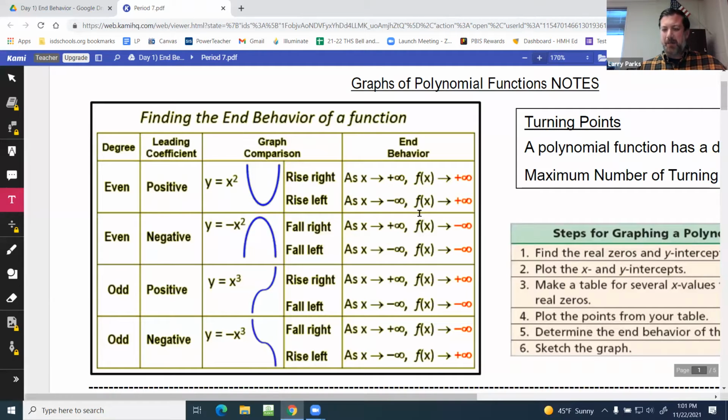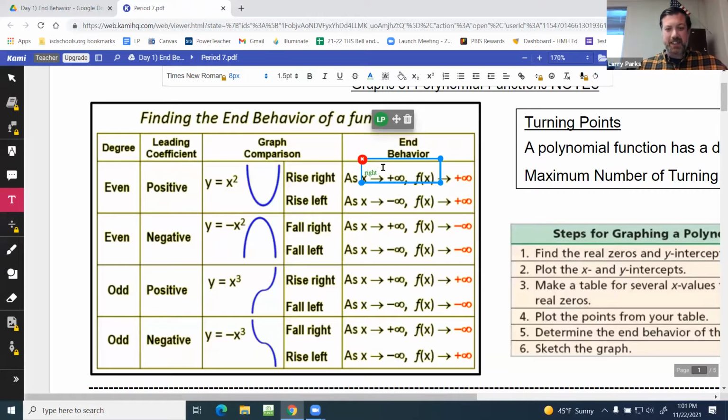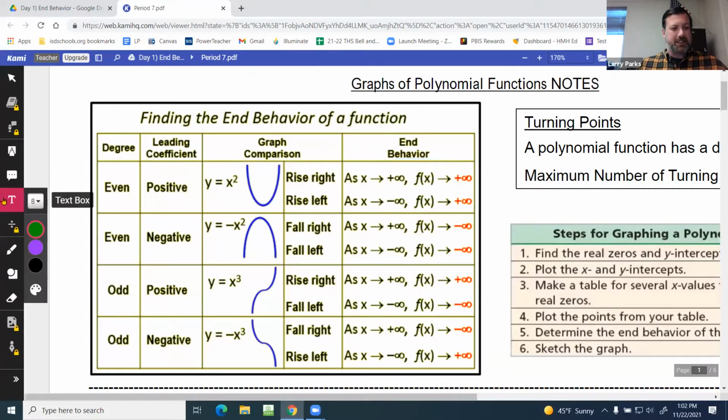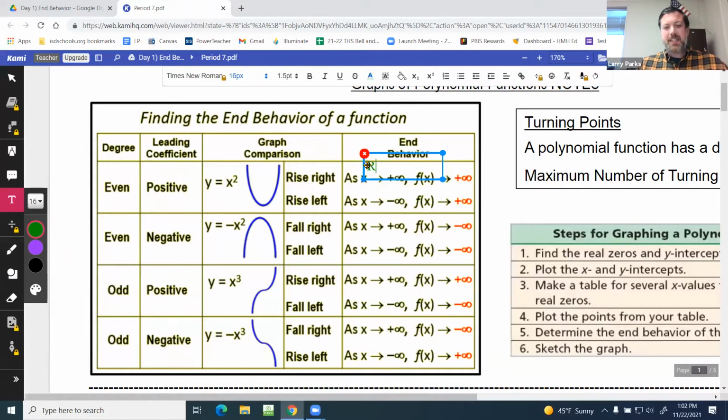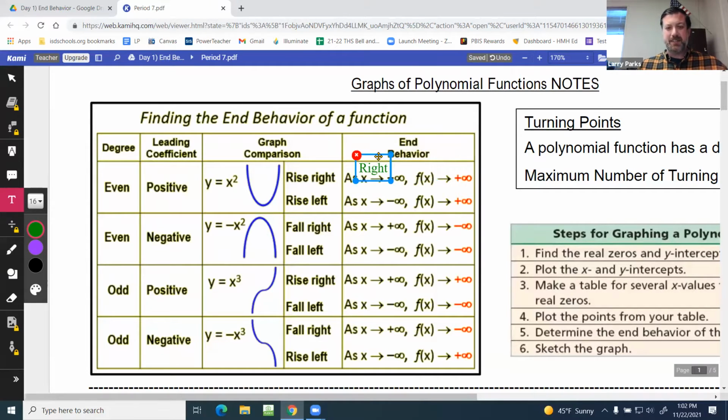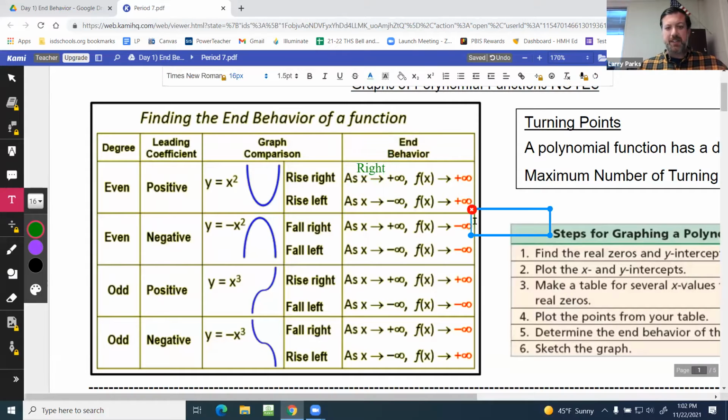Now this is probably the confusing part. The way you read this is about left and right. Right here, this is another way of saying to the right. This is like saying as you go to the right. That's all that means. So as x approaches infinity, what happens? As you go to the right. Now this notation right here just means as you go to the left. So this is left side, and this is right side.